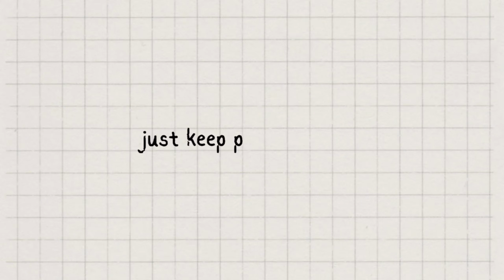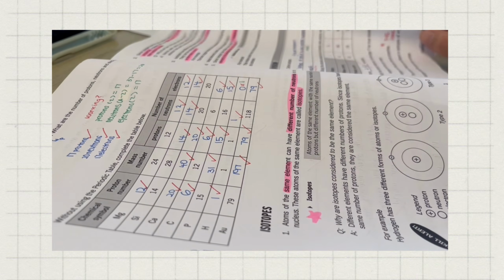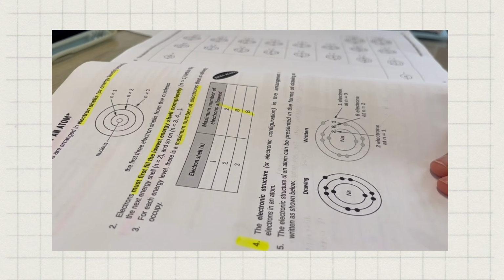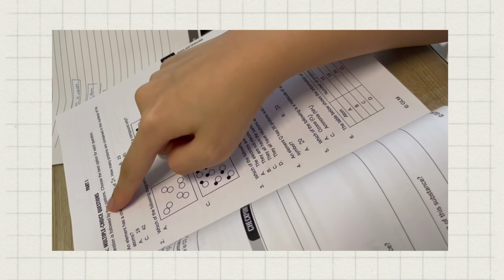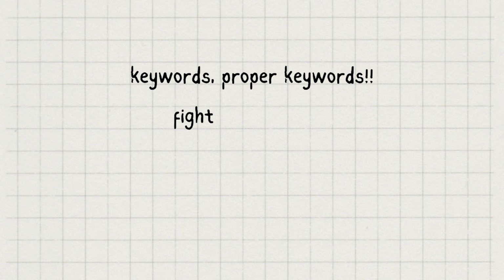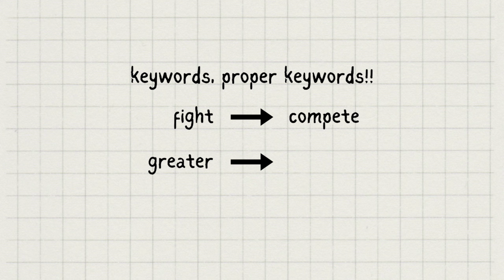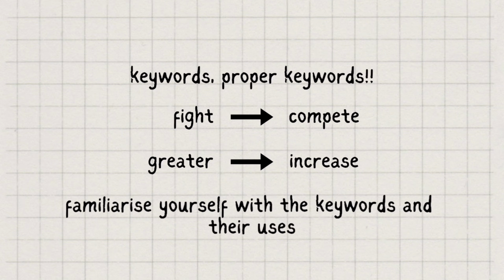Next, I would suggest you practice a lot as well for exposure to different types of questions. Science is all about application, so know your concepts well so that you know which to apply when answering the questions that they test. With exposure to different questions, you practice applying concepts and knowing which concepts to apply. In science, keywords are really important, so get used to using the proper keywords. So words like fight can be replaced with compete, and greater can be replaced with increase. So know what keywords you should use to answer questions during the paper and form the habit of using these keywords while answering questions during practice.